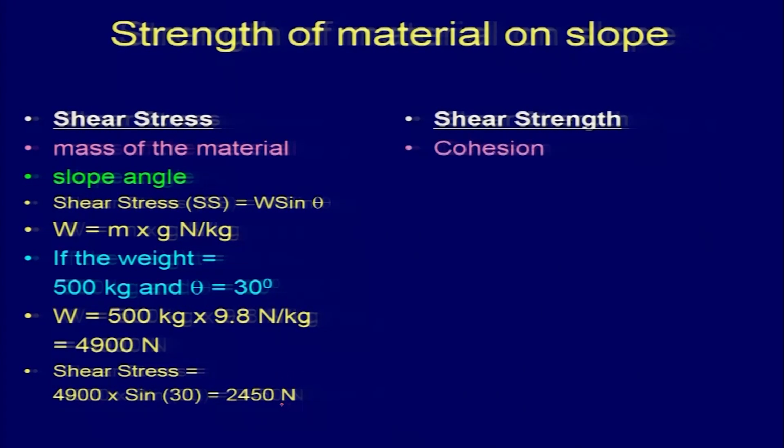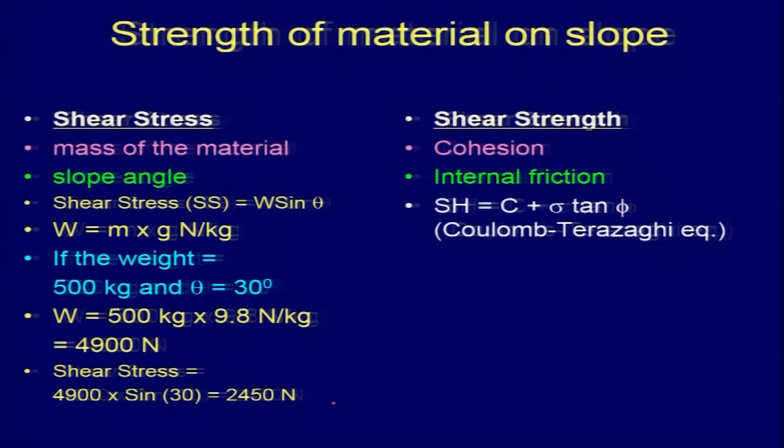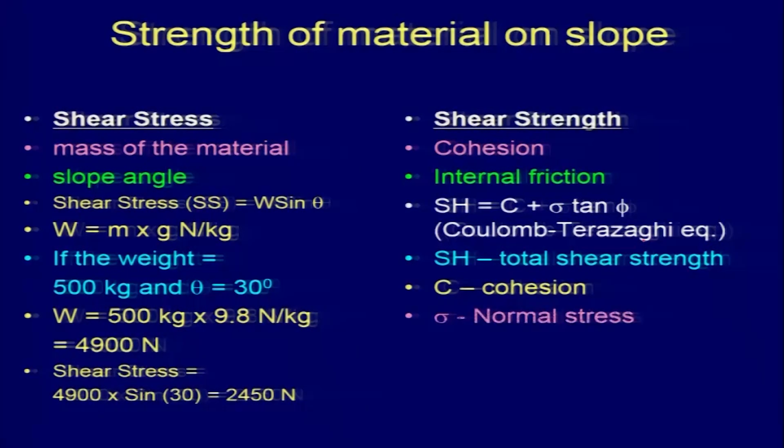So, finally, the shear stress of the material which is sitting on the slope will be 2,450 Newton, and for the shear strength, along with cohesion, we need to take the coefficient of internal friction. So, you have the shear strength, which we were talking about, the Coulomb-Terzaghi equation, where C is the cohesion, sigma is the normal stress, and phi is the coefficient of internal friction.